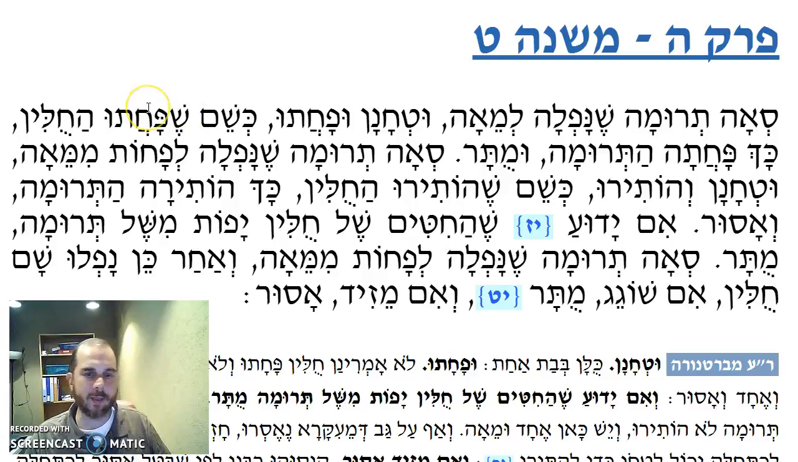Just like the chulin, when you grind it up, for some reason the volume gets smaller for the chulin, so too the same volume was proportionally minimized for the truma. So therefore, you still have a 1-to-100 ratio, and it's still mutar. Next case. Sa'at Terumah shenafla lepachot mimea.